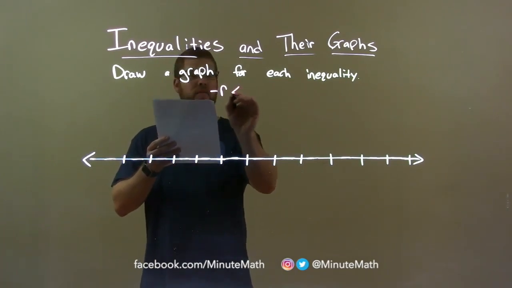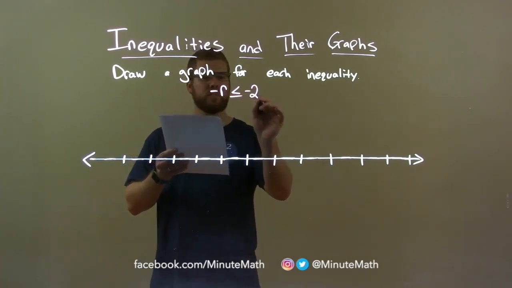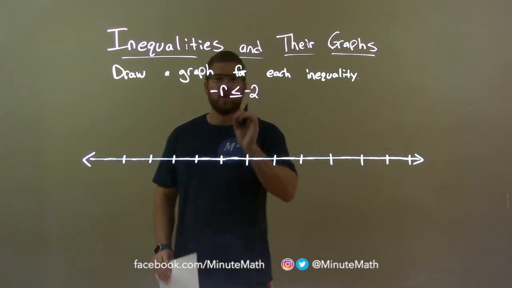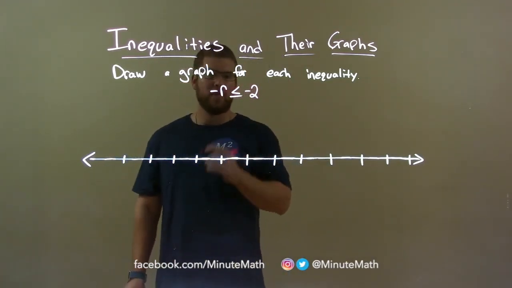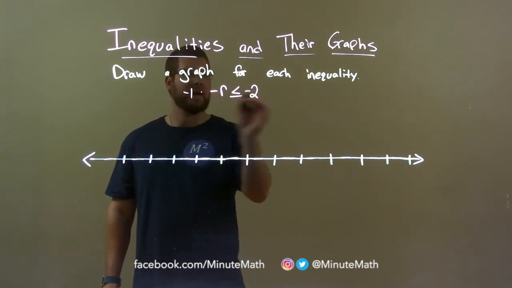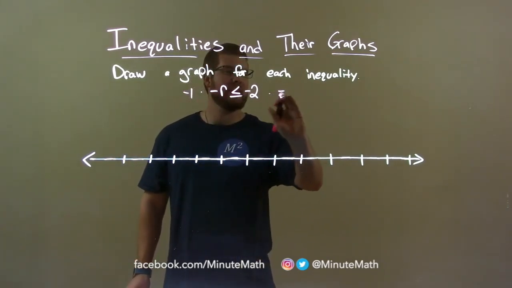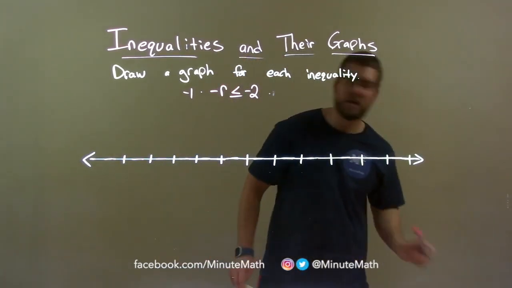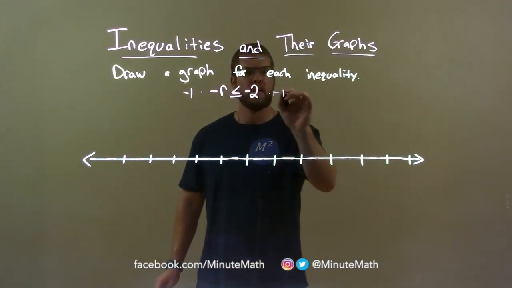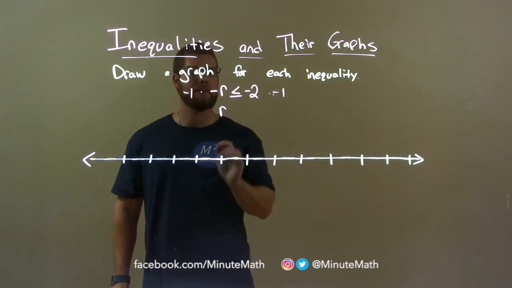-r is less than or equal to -2. First thing, I want to get r completely by itself. There's a negative out in front of it. So if I multiply both sides by -1, we erase that, right? What that does is give me r by itself.